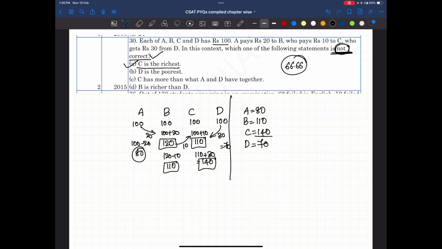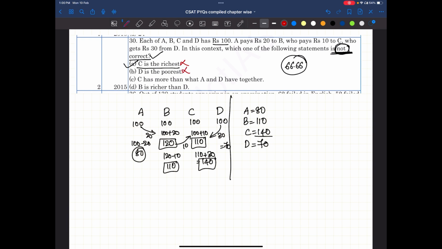See now, here this is the correct answer, but he is asking whichever statement is not correct, so this can't be the answer. And D is the poorest. Yeah, D is the poorest among 4, but he is asking which of the statements is not correct, so this is also not the answer.